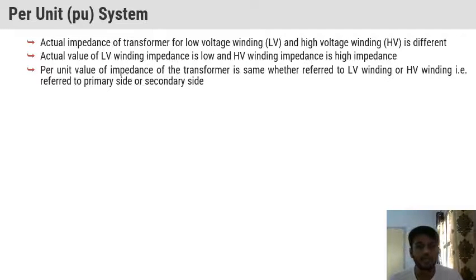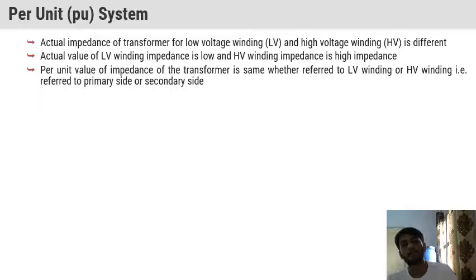Okay. Then we have the actual impedance of a transformer for a low voltage winding system. LV and HV are different. Okay, in the actual system, the actual value of LV winding impedance is low, and HV winding impedance is high. Okay, so this is the fact about the impedance of the transformer.